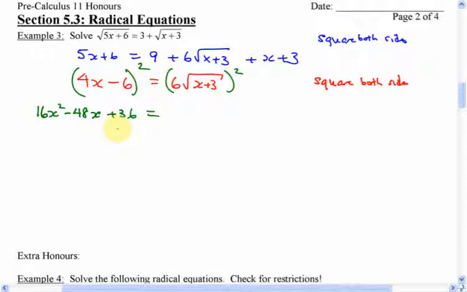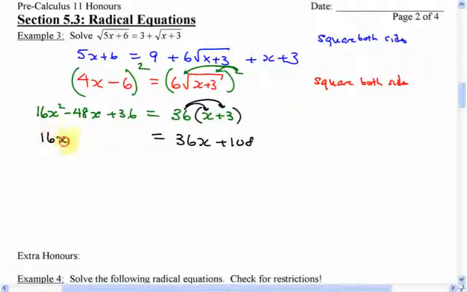Now, here's the tricky part for the next side. Listen up. That square needs to be distributed to both things. So the 6 gets squared, which is 36. And then the root x plus 3 gets squared, which becomes? And please do not forget to put a bracket around it, because that 36 applies to both of those terms. So now we get 36x plus 108, and the left side stays the same.